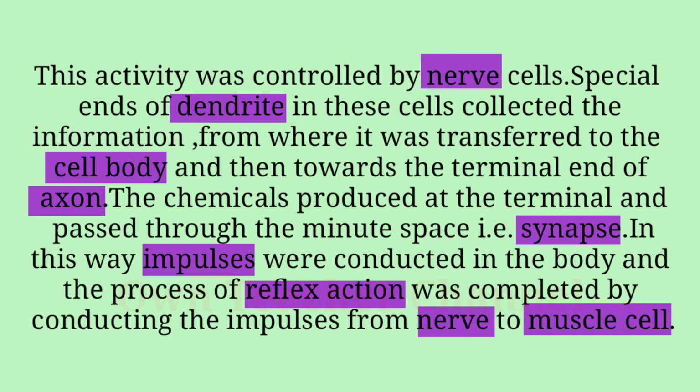This activity was controlled by nerve cells. Special end of dendrite in these cells collected the information, from where it was transferred to the cell body and then towards the terminal end of the axon. The chemical produced at the terminal end passed through the minute space, the synapse. In this way, impulses were conducted in the body, and the process of reflex action was completed by conducting the impulses from nerve to muscle cell.